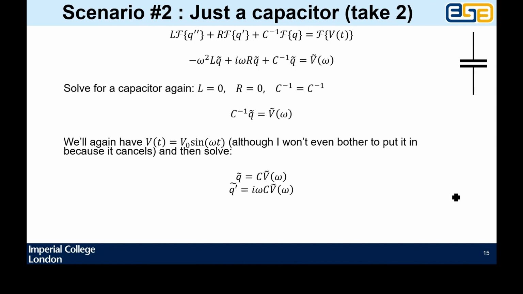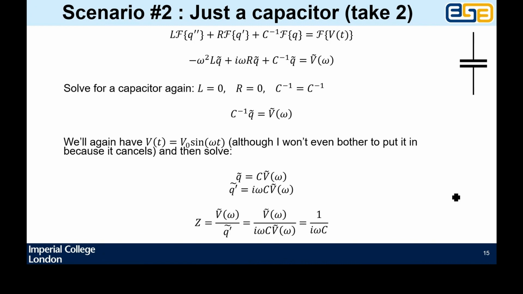You know what the derivative of Q is, had you transformed it. You just multiply by i omega. So now, when we do our differentiation, before we differentiated sine and you got omega cos. But now it's just multiply by i omega. So this is saying the Fourier transform of our current equals i omega C V tilde.